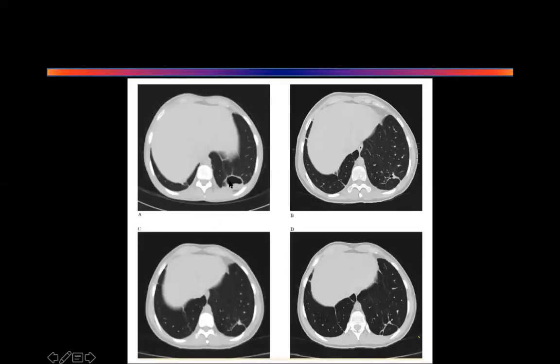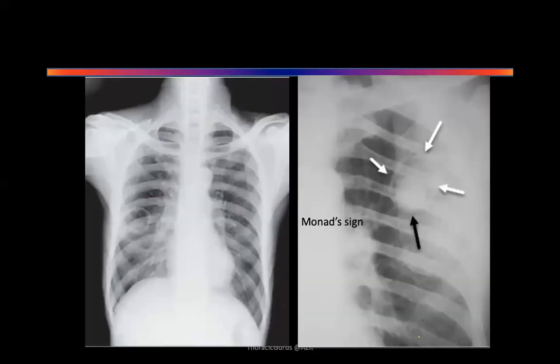Analysis. And so this is the follow-up of that CT, and gradually you will see that the lesion is resolving with antibiotics. So this is a good way to know that this is a cyst which is responding to treatment. Okay? This is an abscess which is responding to treatment.